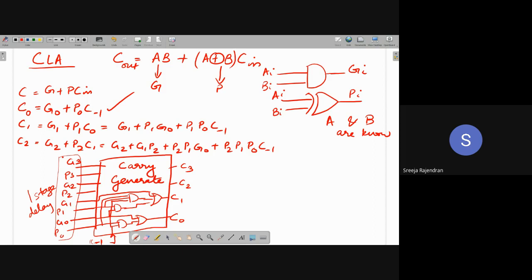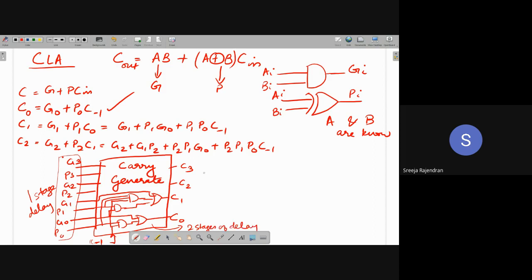So I have AND operations, and finally all those AND operation outputs I am ORing, to get my C2 or C1 or whatever. So that means I have one stage of AND gates, and then another stage of OR gates, right? All these AND operations can be performed simultaneously, at the same level. Do you get it? So I have two stages here.